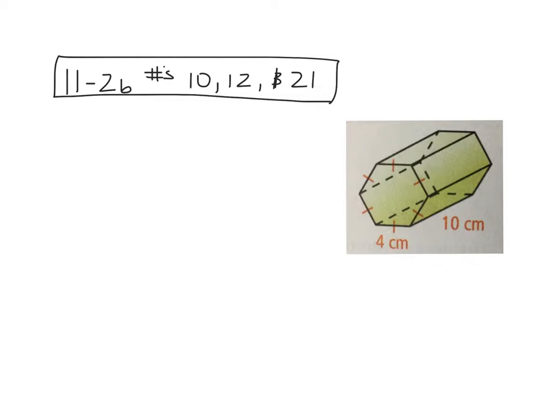Hey guys, we're just going to go through number 10, 12, and 21. Those are types of problems that you should be able to do. So I'm going to walk you through those from the homework from last night. Number 10, it says classify this prism. That would be considered a hexagonal prism.